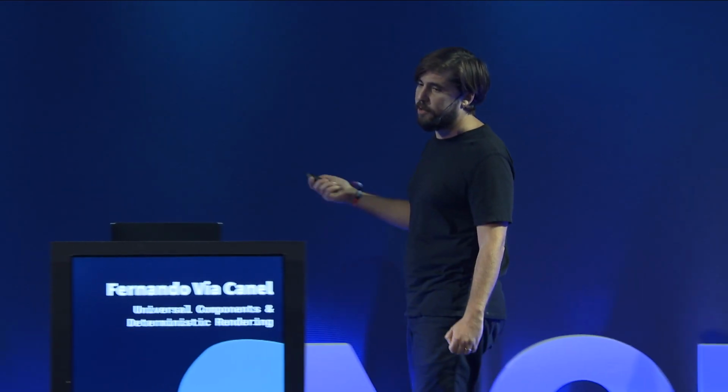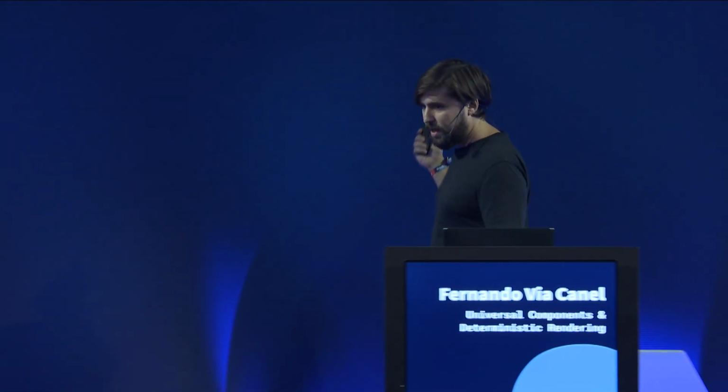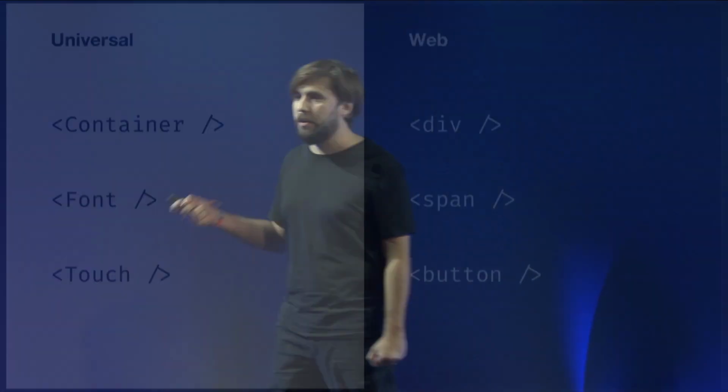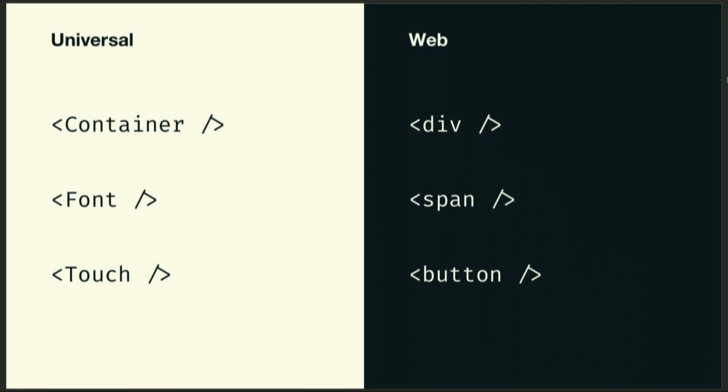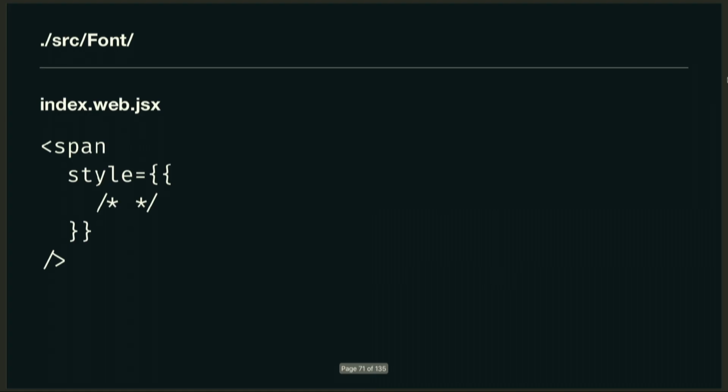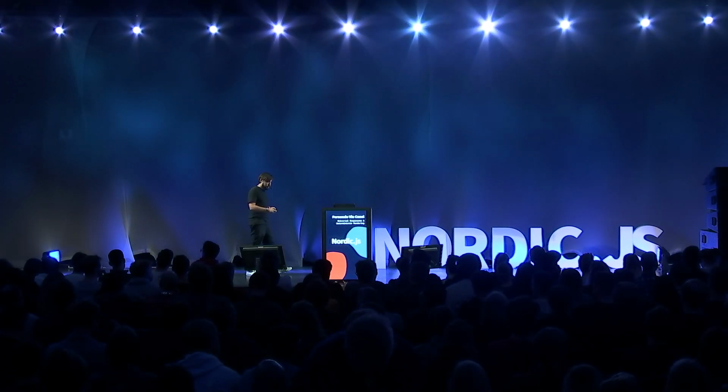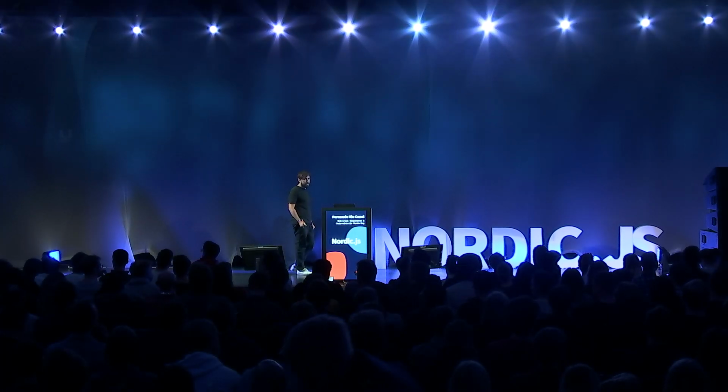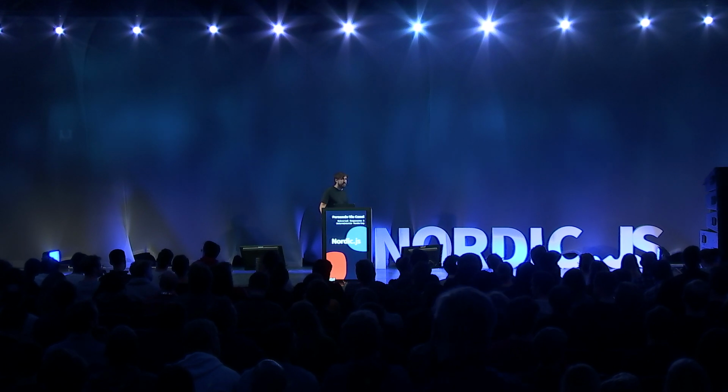Let's think about how we implemented this universal font, container, and touch components. We implemented them as div, span, and button, respectively, in web. And we did this because they matched the expected behavior and semantics. But we didn't have to. Think about the font component. It has a span as a web implementation, but you can easily turn it into a div with display inline, and it could do the same thing.